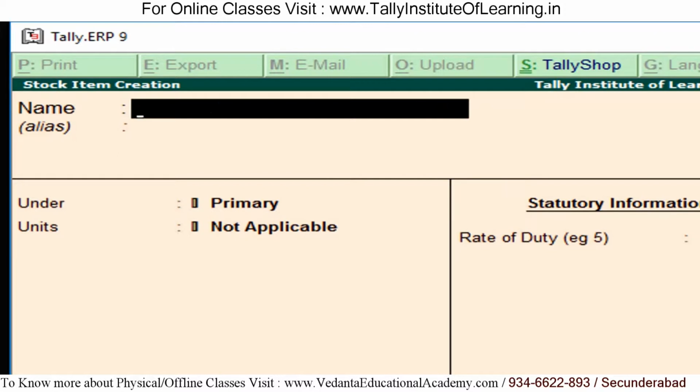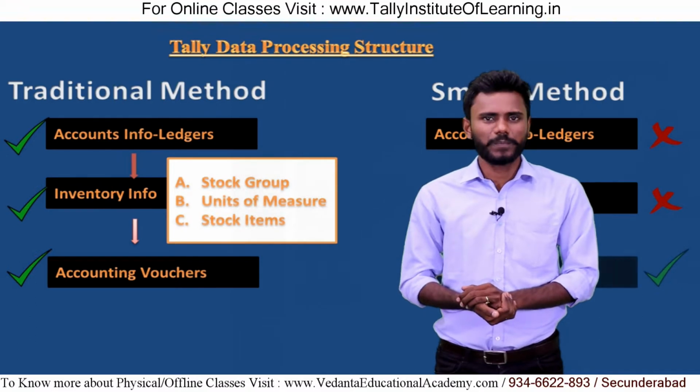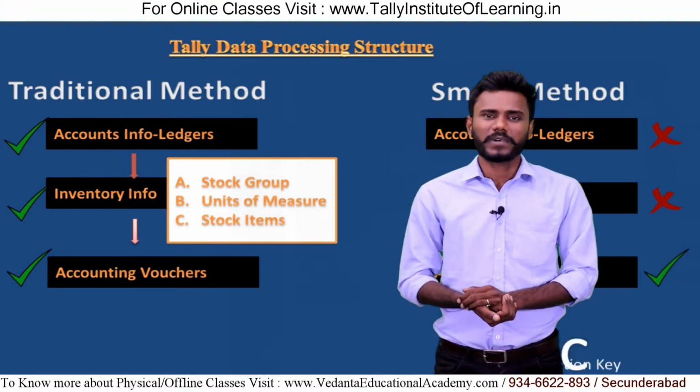In step 1 we are creating all the ledgers, but in step 2 we are going to create all the items, right? So in step 2 there are 3 elements. What is the first one? Number A, stock group; number B, units of measure; number C, stock item.